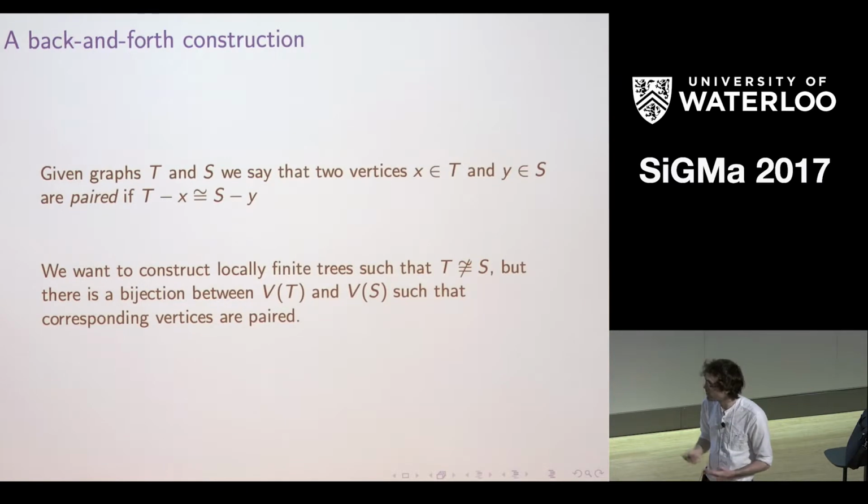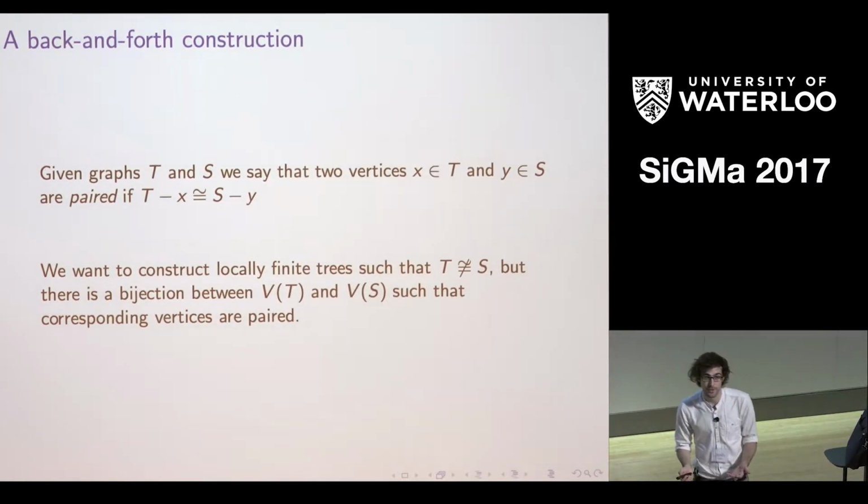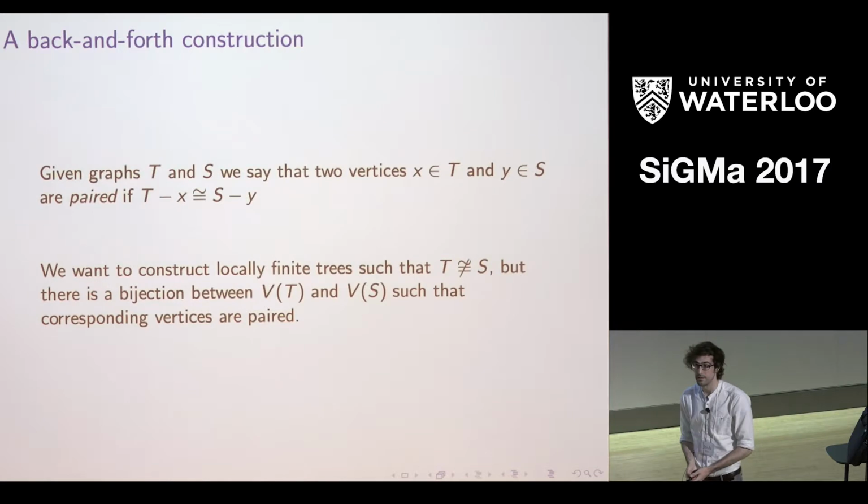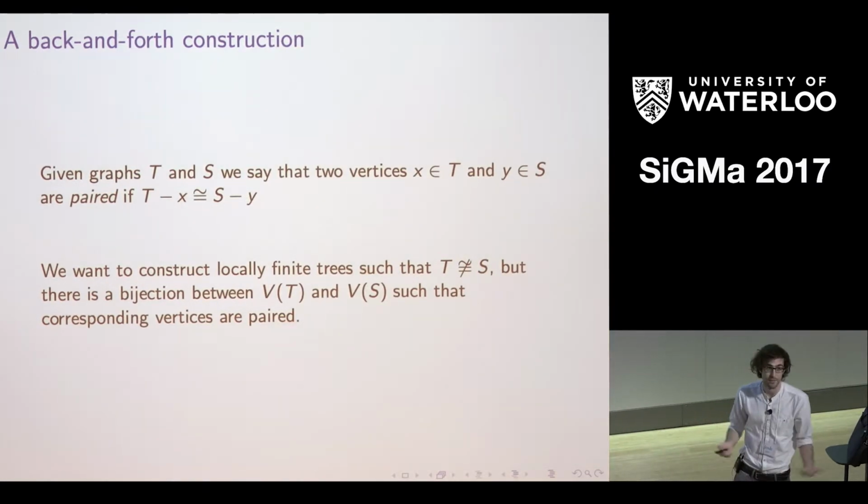And so the way we're going to try and do this is via a back and forth construction. It might be difficult to see how we could guarantee that we have this pairing between the vertices all at once, but maybe we could try and pair individual vertices one at a time, and go through all of the vertices in these two trees and hopefully pair them off eventually.